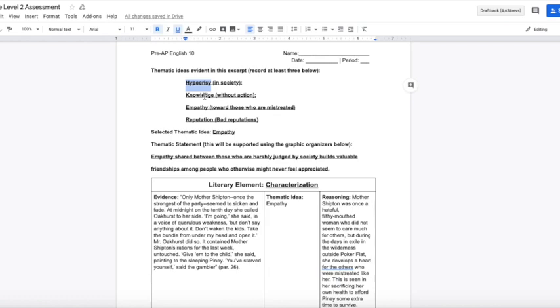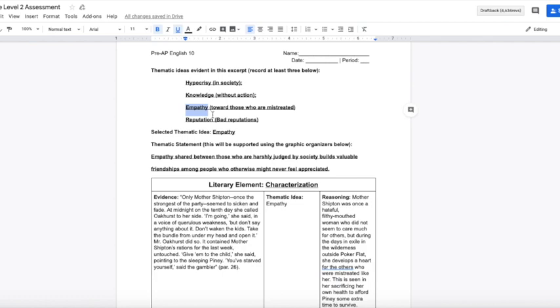I also noticed the thematic idea of knowledge, that is, having knowledge, but yet without action. So I think this was seen in especially the character John Oakhurst, but I do believe it also could be seen in a couple other elements of the story, especially with plot. Empathy is the third one that I recorded, and I said toward those who are mistreated in parentheses just to kind of remind myself of where I wanted to go. The actual thematic idea is empathy, so you do not have to have what is in parentheses unless you are also thinking in advance, in what direction will I take this in my thematic statement?